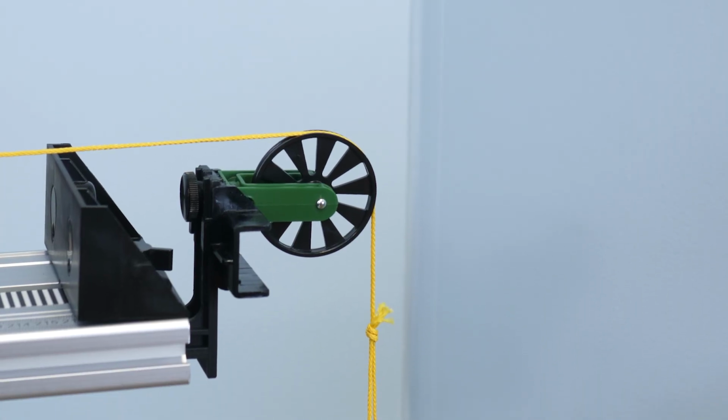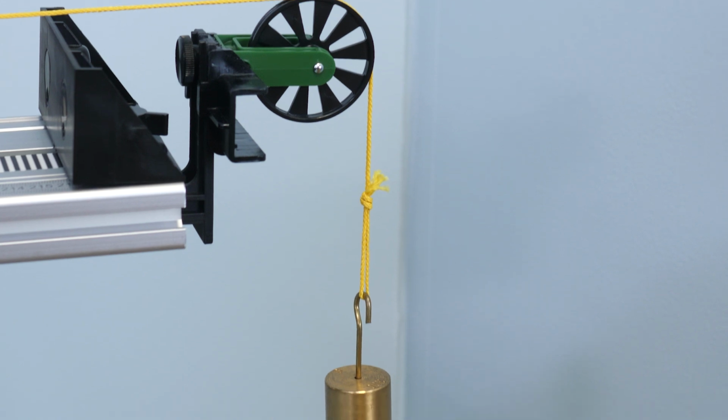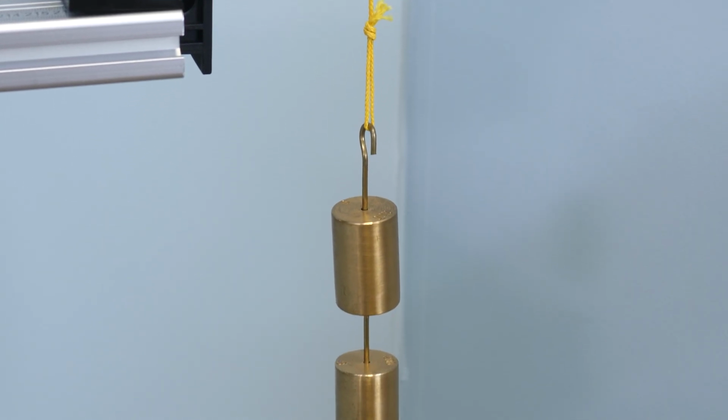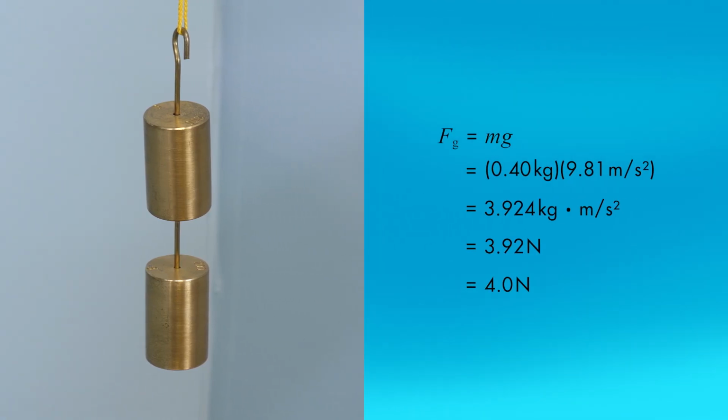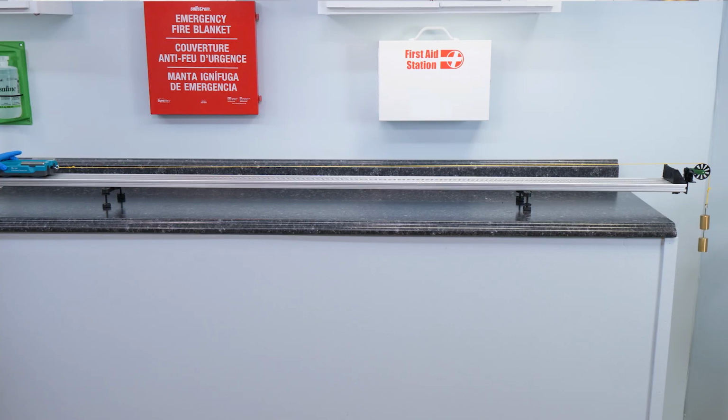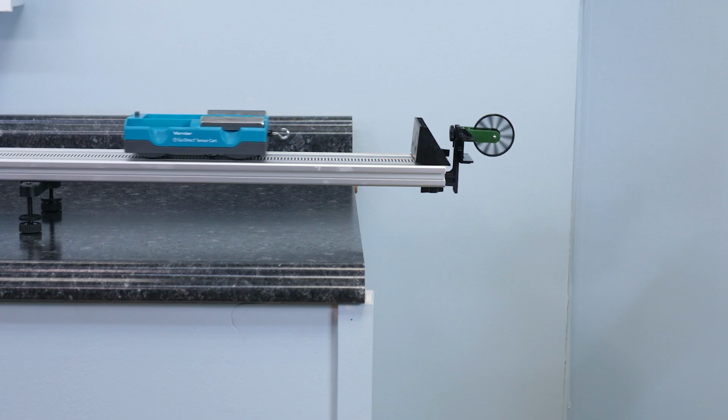We increase the force by increasing the weight attached to the string. The new mass is 0.40 kilograms. The increased mass produces a force of 4.0 newtons, which is twice the force that was applied in the first experiment. Let's see how our dynamics cart acts according to the second law of motion.